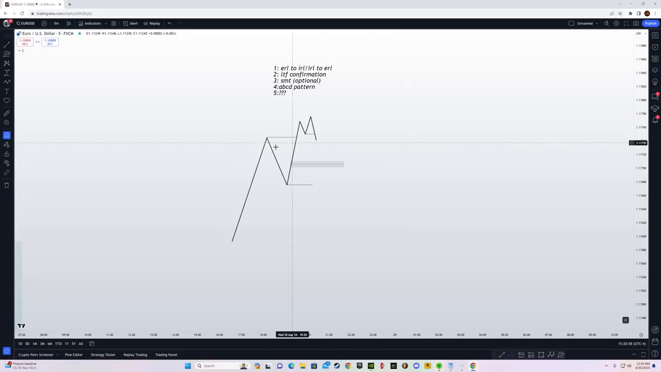So the first thing we did was establish a bias, right? We have taken external range liquidity on the daily, and we have the internal range on the daily as well. Now once the external range liquidity on the daily was taken out, we need to confirm that we are now going into the internal range liquidity, and to do so we look for a 1 hour market structure shift. So over here, what do we have? We have a 1 hour market structure shift.